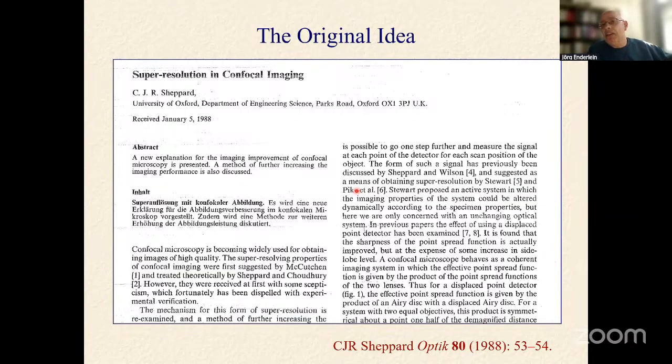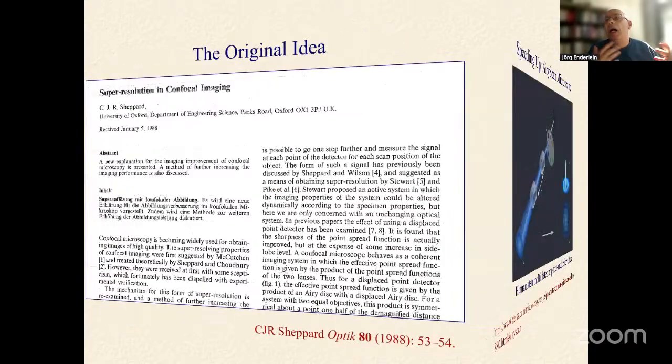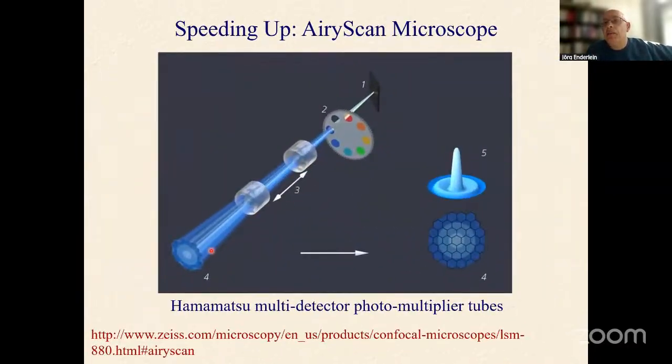Our setup when we did it the first time was very slow because we had to use a very slow EMCCD for recording. Then fortunately, Carl Zeiss Jena took up the idea and they replaced their single detector by a multi-detector photomultiplier tube, which can record images with extremely high speed. And they are now, for example, commercializing the system under the name Airyscan microscope.